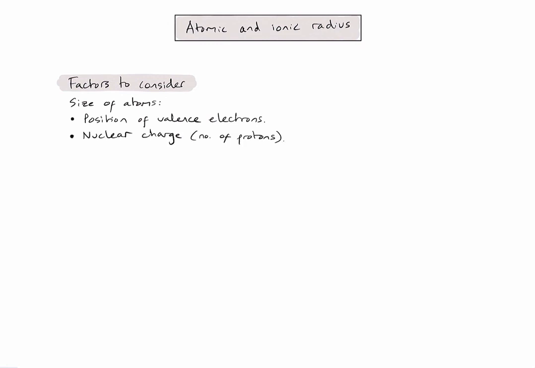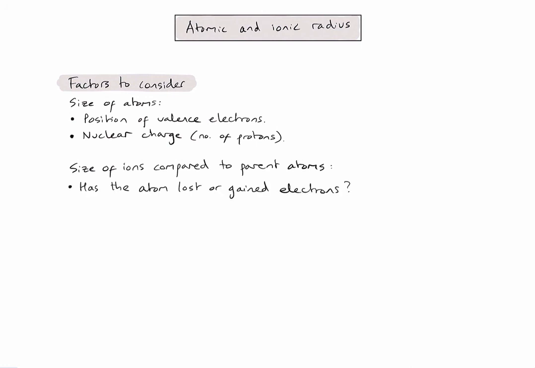When comparing the size of ions, or the ionic radius, to that of the parent atom, we first need to consider if the atom has lost or gained electrons. For atoms that lose electrons and become positive ions, the ionic radius will be smaller than the atomic radius because a valence energy level has been lost. And for atoms that gain electrons and become negative ions, the extra repulsion between electrons in the valence energy level will cause ions to become larger than the parent atoms.